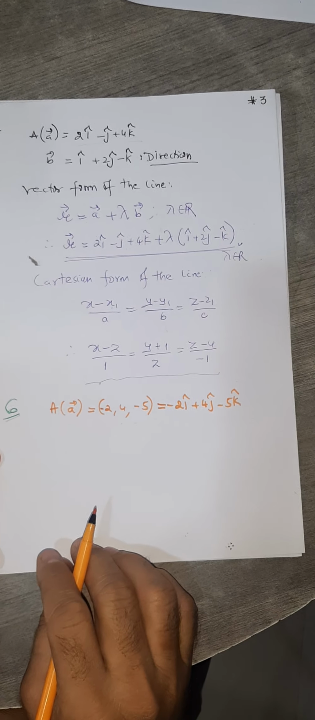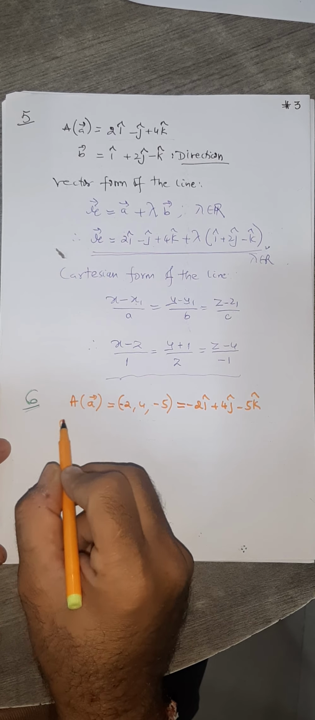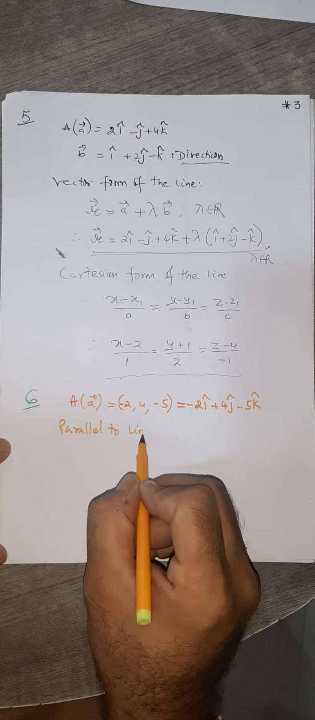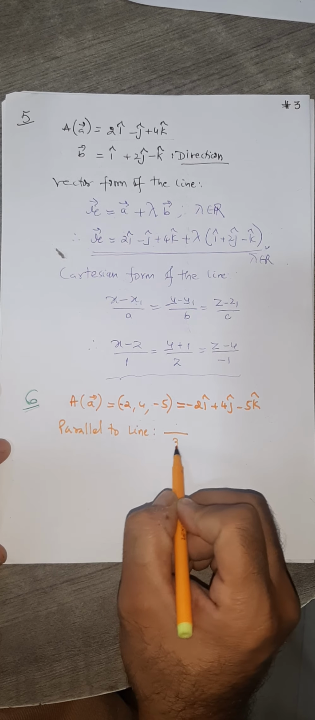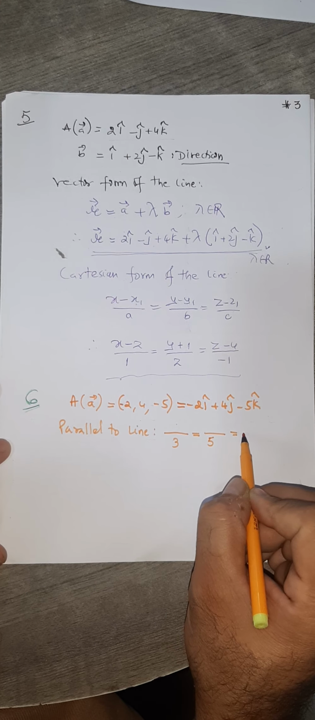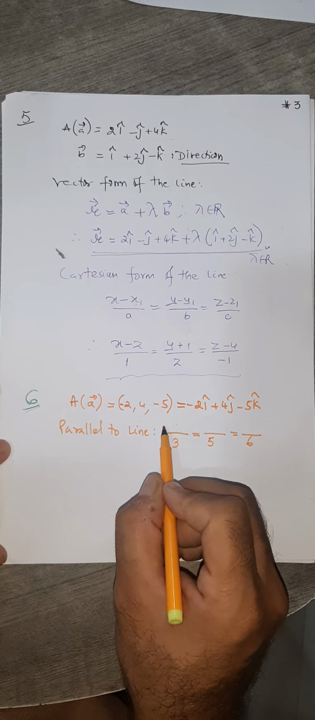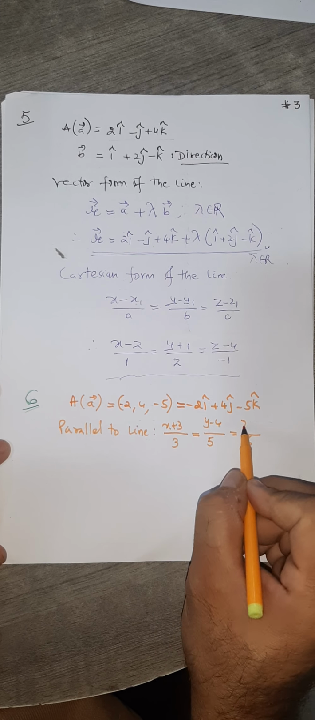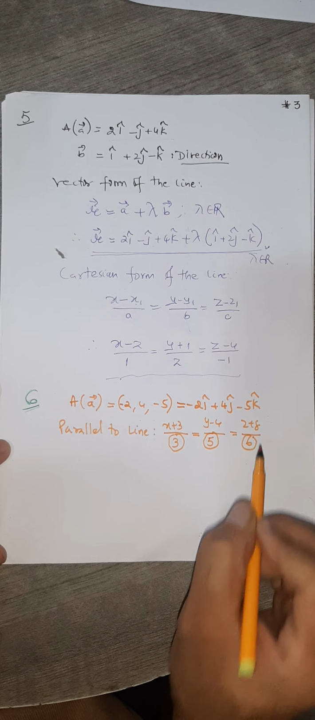And the required line is parallel to the given line. Which line are you given? You are given (x plus 3) by 3, (y minus 4) by 5, and (z plus 8) by 6. So this is the direction of the given line.